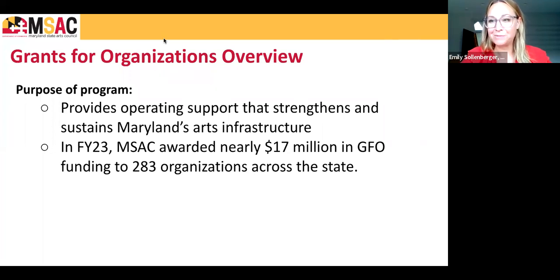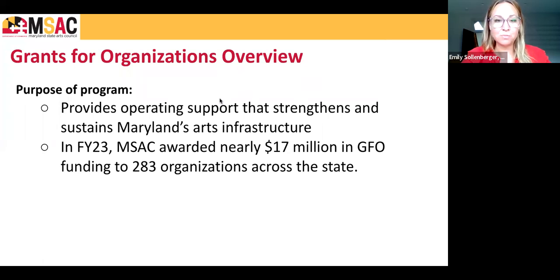But again, we're going to go into more detail here about the program, and that'll just be a useful resource as you're moving forward. But to provide a quick overview of the Grants for Organization program, the purpose of this particular program is to provide operating support that strengthens and sustains Maryland's arts infrastructure. That's really focusing on general operating support to our organizations or arts programs within the arts sector across the state.